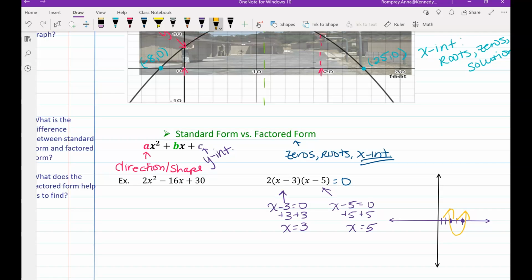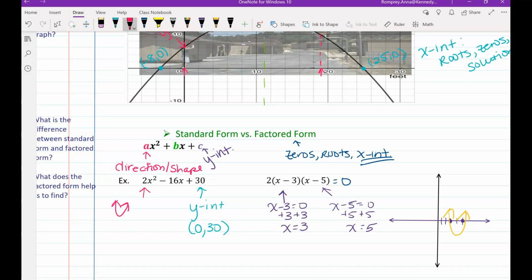So for standard form, I'm not going to get into that too much. All I know right now, just by looking at this, what's 30 tell me? I have a y-intercept at 30, so (0, 30) is my y-intercept. My a term, positive 2, tells me this is going to be a smiling graph. And the 2 is telling me it's growing twice as fast, so it's going to be a little more narrow than usual.